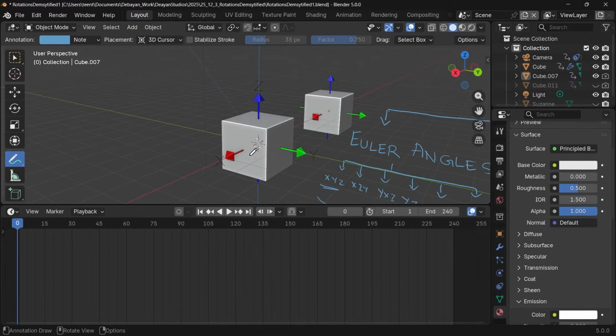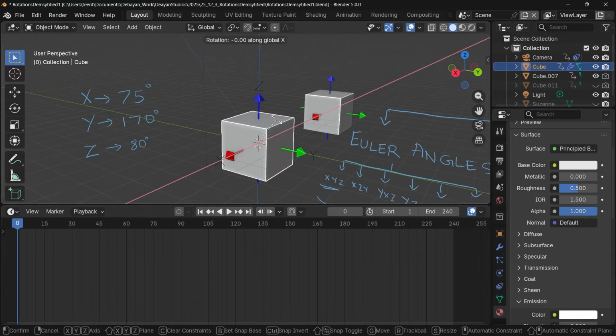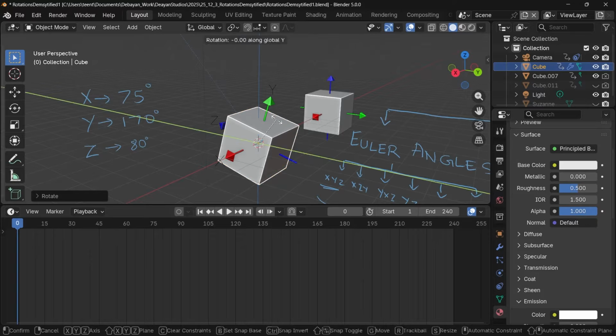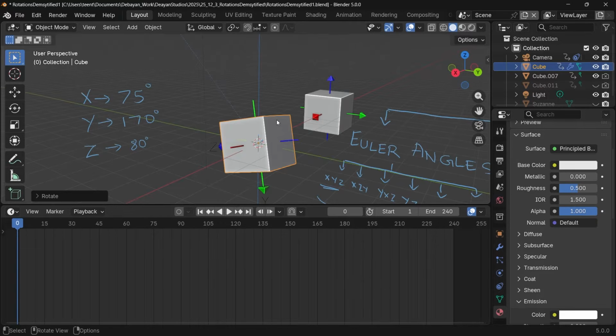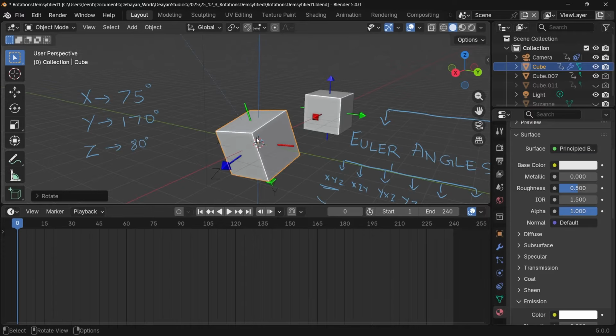And the order definitely matters. Let's take an example to showcase the fact that the order of rotations matters. For example, if we rotate about the X by, let's say, 75 degrees, and then we rotate about the Y by 170 degrees, and then maybe we'll rotate about the Z-axis by 80 degrees. So let's see what that looks like on this particular cube. First we rotate on the X-axis by 75 degrees, then rotate on the Y-axis by 170 degrees, and then rotate on the Z-axis by 80 degrees. This is now the orientation of the cube.